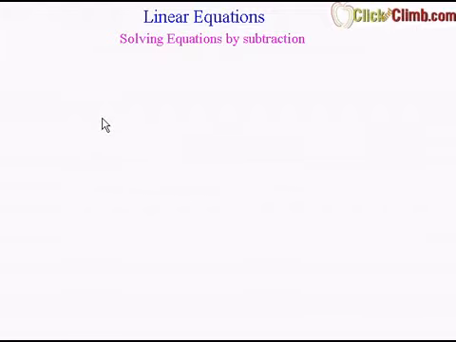In our last session we saw how to solve linear equations by addition, and now we are going to do the same thing but using subtraction. So let us take some examples to work with, and in all these examples we will be using subtraction to solve the linear equations. The first example that we take is an equation, say x plus 5 equals 12.